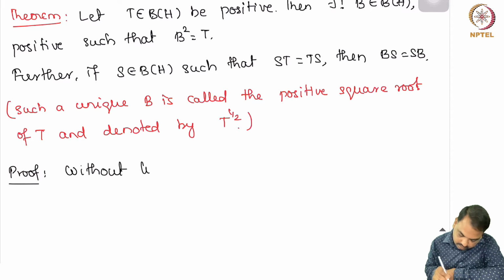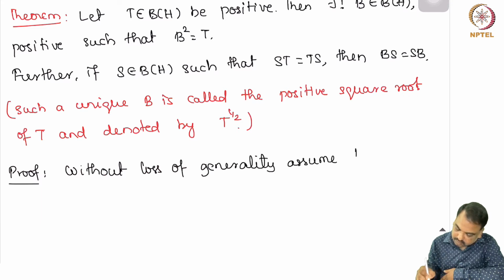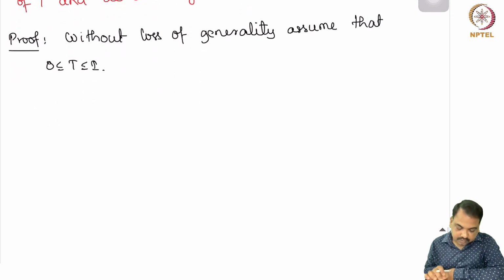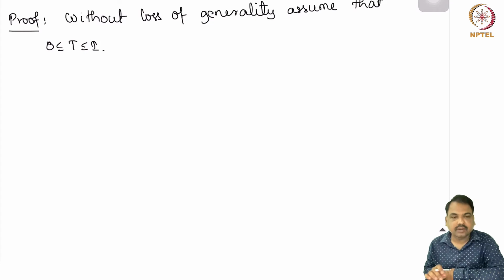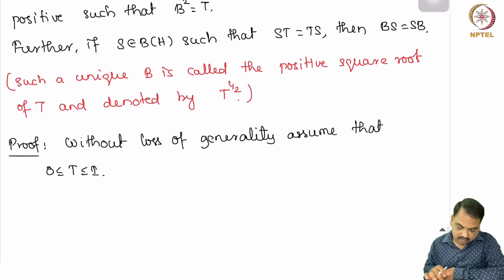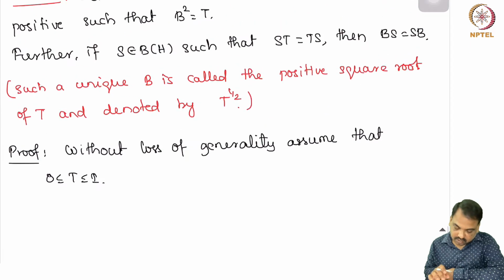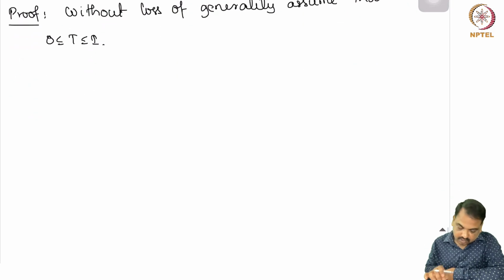Without loss of generality, assume that T is between 0 and identity. You know that T is anyway positive. So if T is not less than or equal to identity, we can work with T by norm of T, which is less than or equal to identity. Now this procedure is similar to the construction of the positive square root of a real number. So here we define an iterative method.